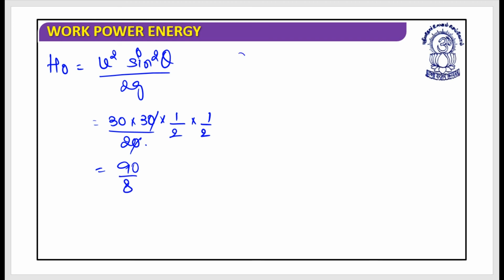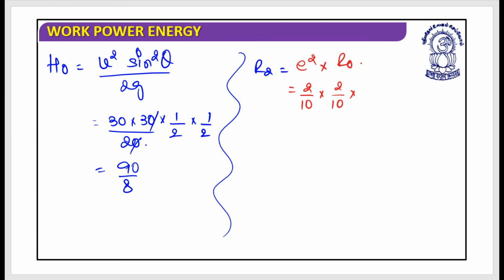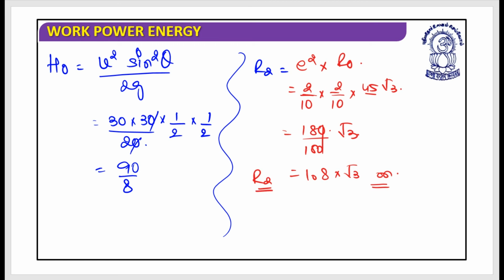So now what I want is the range after the second bounce. So R2 is equal to e squared into R naught. The e would be 2 by 10, so 2 by 10 into 2 by 10 multiplied by R naught. The initial range was 45 root 3. So this is 45 into 4, 180 divided by 100 into root 3. This cancels, so this is 1.8 multiplied by root 3 meters. This is the range after the second bounce.